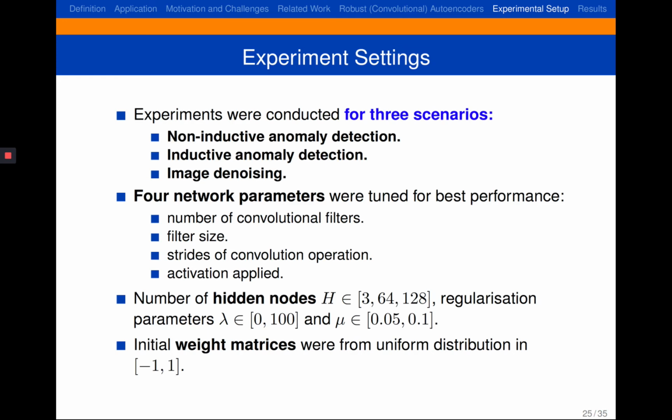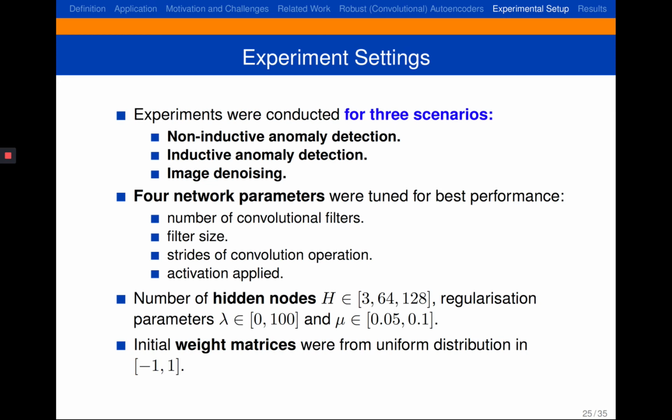The experimental settings were conducted for 3 different scenarios: the non-inductive anomaly detection, the inductive anomaly detection, and also the performance of the methods was validated for the image denoising purpose. The inductive approach does not include any anomalous samples in the training data sets, whereas the non-inductive approaches introduce a small amount of negative samples within the training data set.